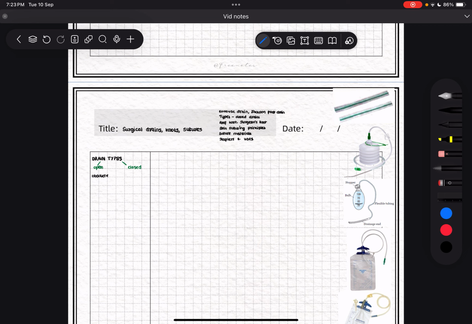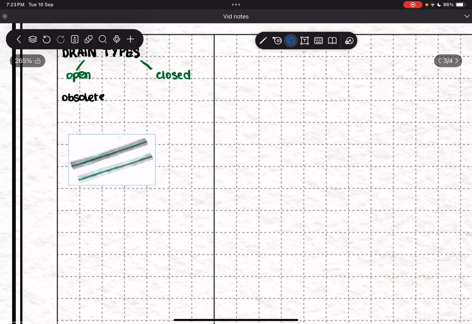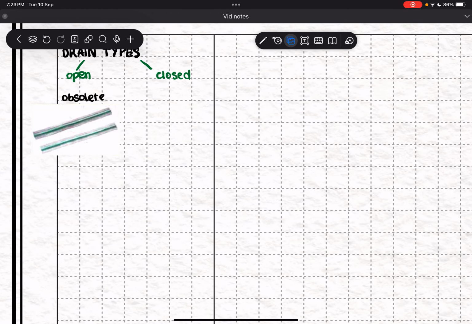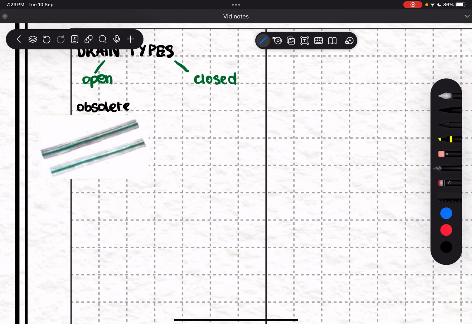And now, this is the open kind of drain. This is a corrugated tube, it might be a corrugated rubber tube. Consider this to be the abscess cavity. And here the soak dressing, the dressing which is used to soak, is placed here.